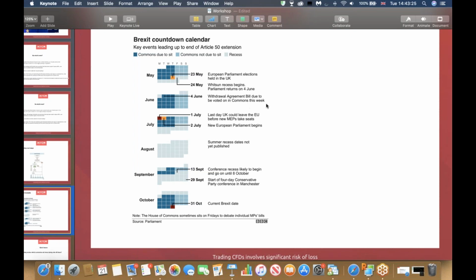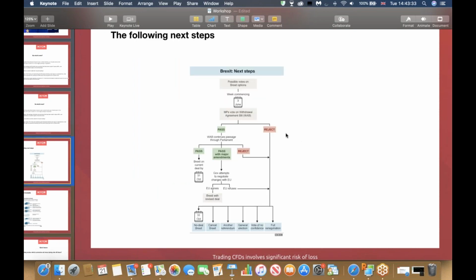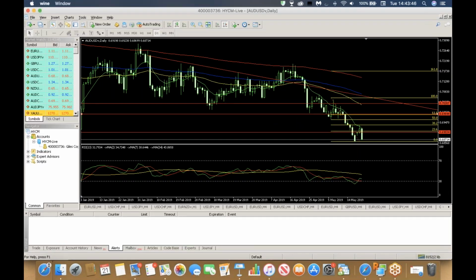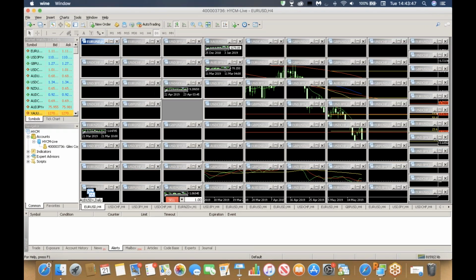So you can see the withdrawal agreement bill is important, and if it's rejected, we go back to these scenarios: no deal Brexit, referendum, cancel Brexit, almost anything goes, if you notice on that bottom line. That's why the pound has been sold off so heavily recently.